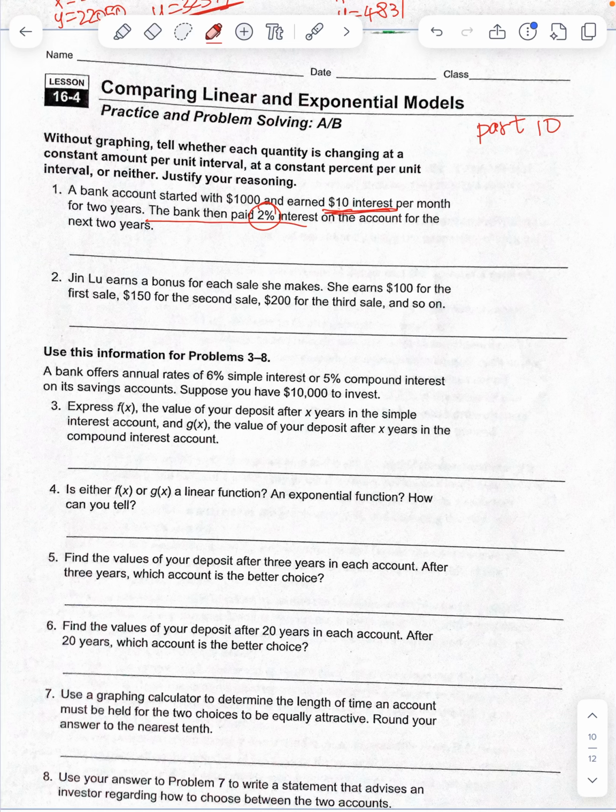Unit 6, Part 10. This is the last part. Okay, compare linear and exponential models. Without graphing, we don't need to graph.